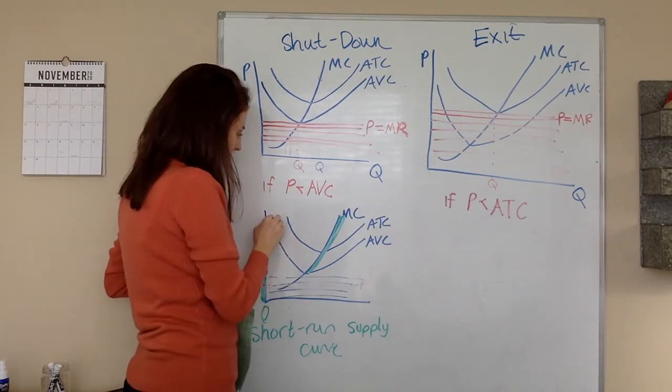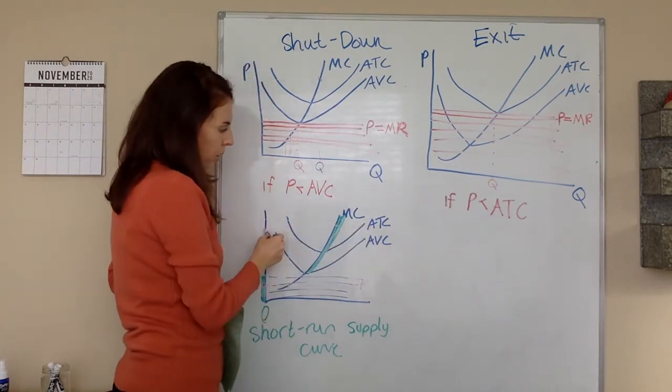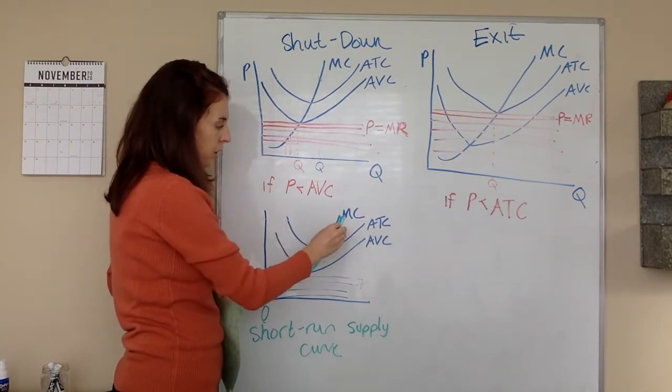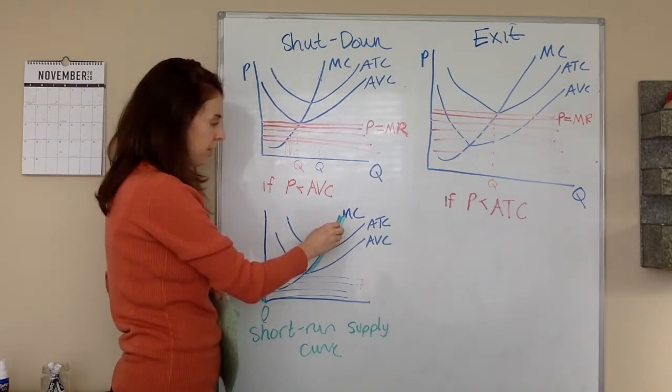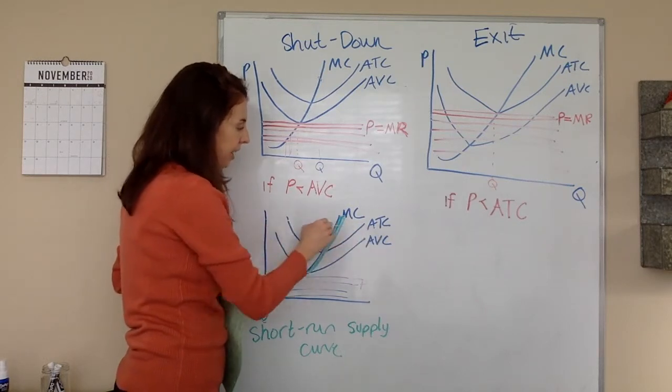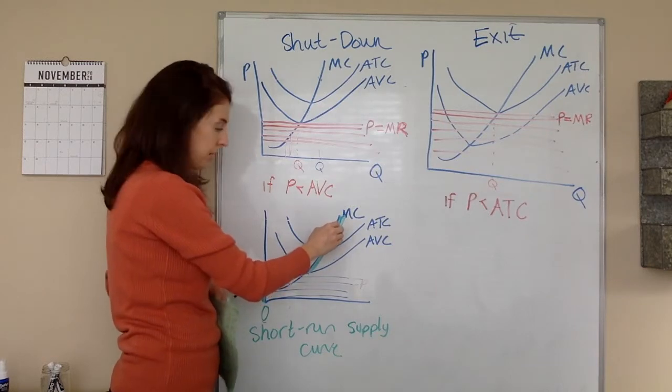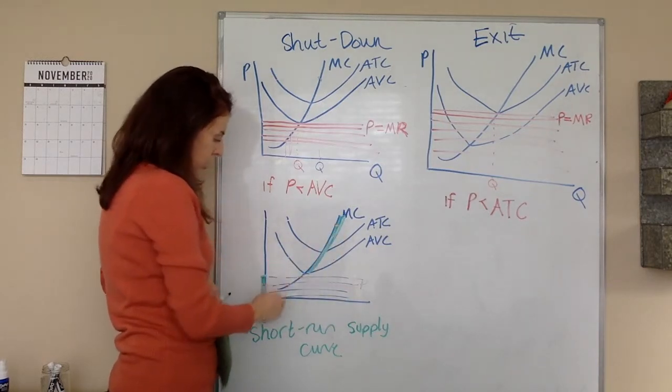Alternatively, if the price had been up here, then marginal revenue would be set equal to marginal cost to maximize profit. At this high level, the price would be above the average variable cost. The firm would keep on producing at this quantity.